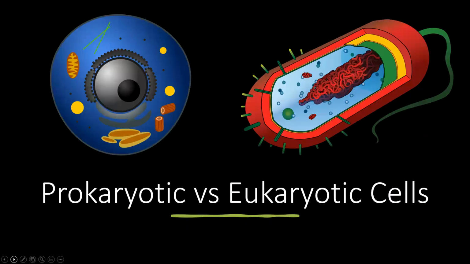Okay. First of all, we need to know that there are two different types of cells. One of them is called prokaryotic. The other one is called eukaryotic. So what this means is that some cells are going to have a nucleus and others will not. This is how it works. I'm going to break down these words for you.